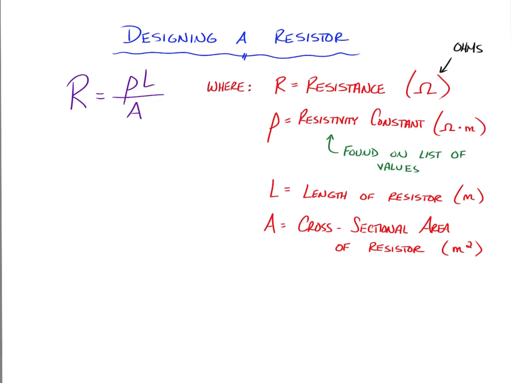Okay, so make sure you have these down. Make sure you understand that that horseshoe symbol is an ohm, because you're going to see that quite frequently. And we'll go into a few examples so we can understand how to use this to design a resistor with specific properties that we're looking for.